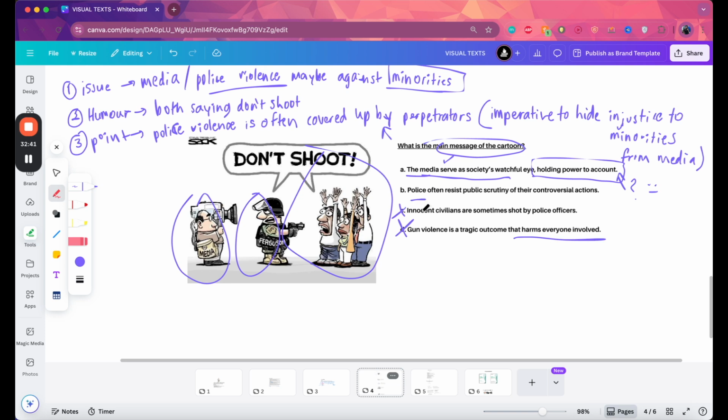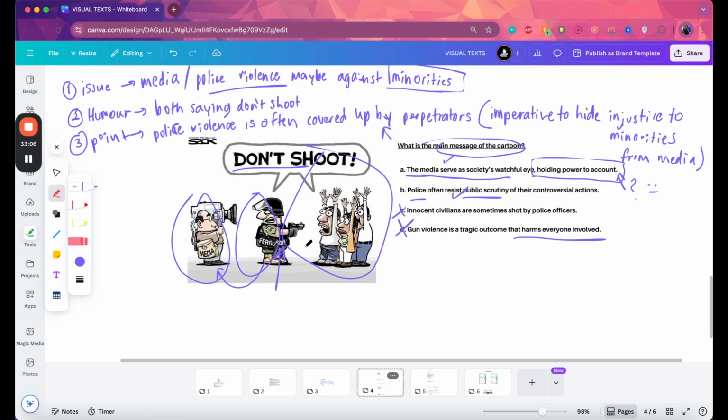And looking at B, police often resist public scrutiny of their controversial actions. So this is a tough one. Police often resist public scrutiny. So this seems like a police officer. They're resisting public scrutiny. So I guess in the text there is a part where they are telling the media person, don't shoot, as in like don't film this. So that could be correct of their controversial actions.